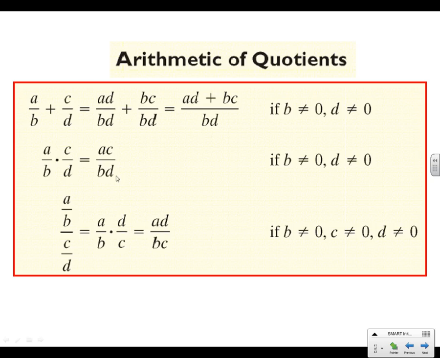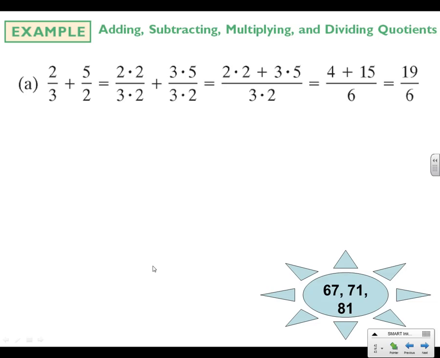All right, arithmetic of quotients. We've got our fractions here. For adding fractions, what's this called? Common denominator. If we're adding fractions, you need a common denominator. If you're multiplying fractions, you don't. If you're dividing fractions, we're going to multiply by the, what's this called? A reciprocal. There you go. So never divide two fractions. Instead, multiply by the reciprocal. All right, 3 problems for you to do here, 67, 71, and 81.